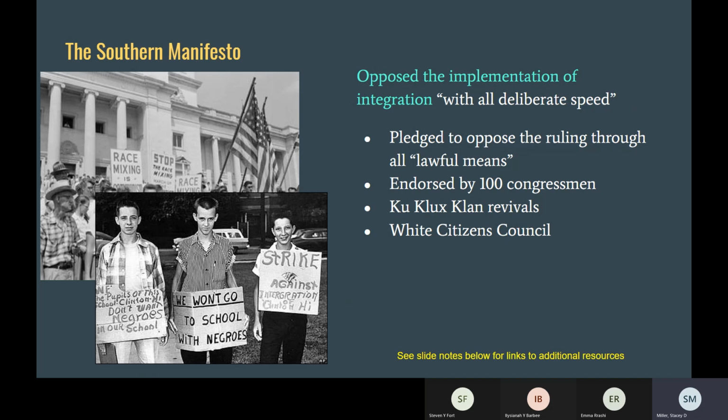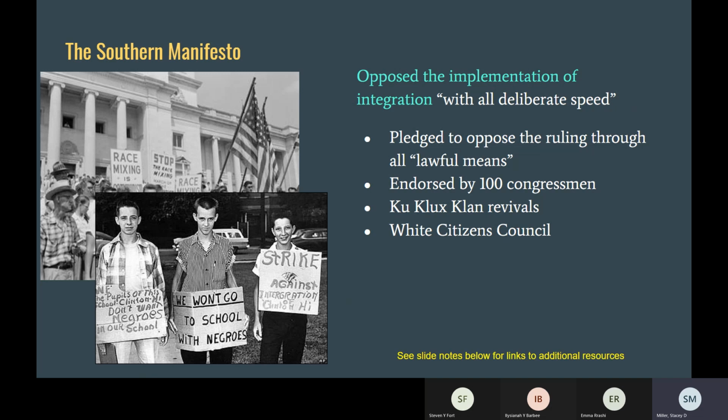We have the Southern Manifesto. So if you're thinking about opposition to this, it definitely exists. They oppose the implementation of integration, which is basically the opposite of segregation, with all deliberate speed. They pledge to oppose the ruling through all lawful means, whatever that might mean. They are endorsed by 100 congressmen, 100 congressmen.